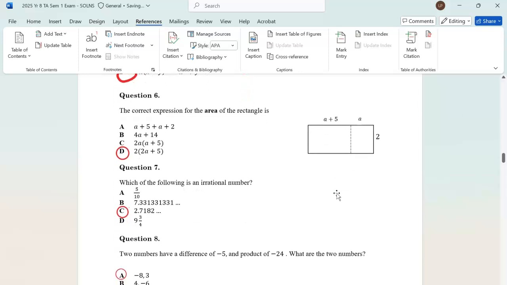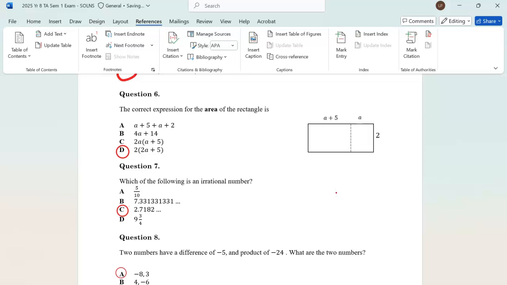This one here, question 6, length times width. Area equals length times width. Area equals LW. So therefore 2 times 2a plus 5. 2 times 2a plus 5.